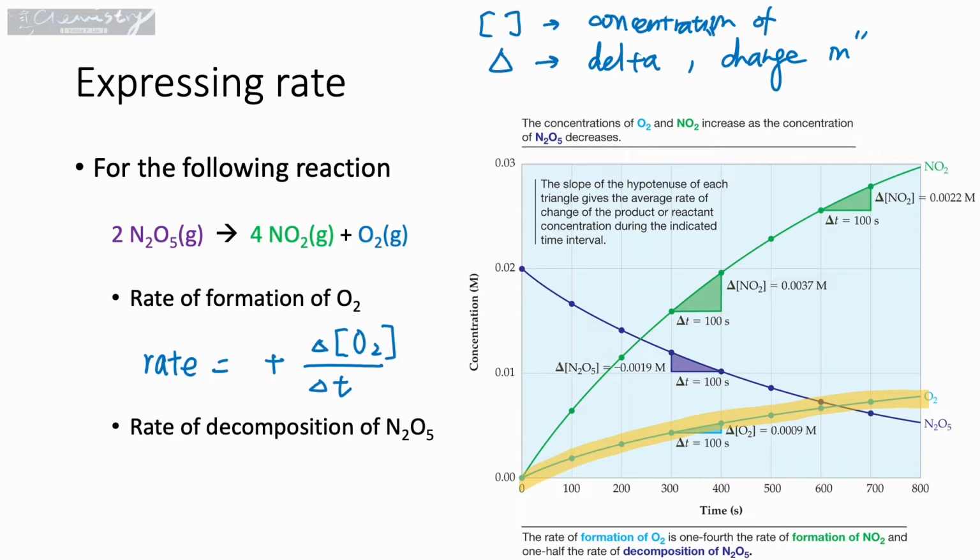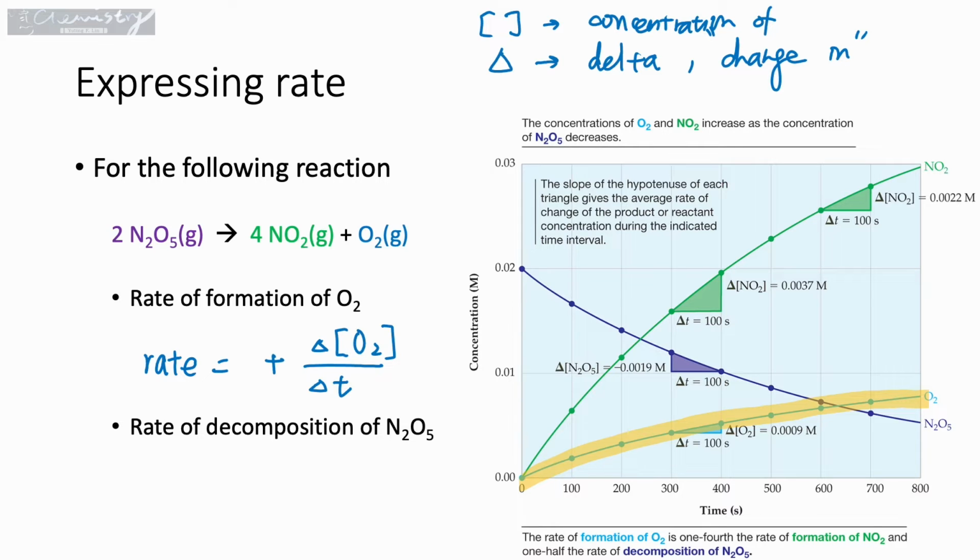And this is not saying that the rate itself is a positive quantity, but this positive is indicating that O2 is being formed. So just to note that. Rate by definition is a positive quantity, but this positive sign has a different physical meaning than that.